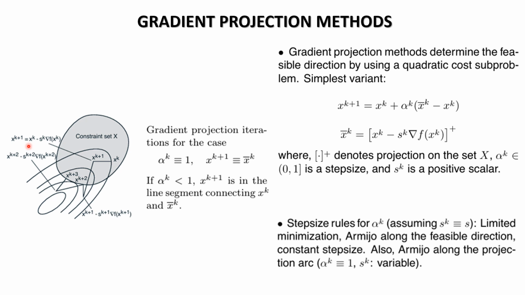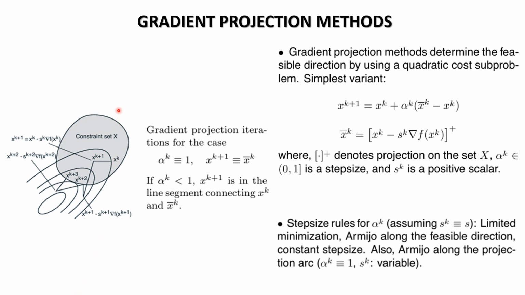Step 2. Projection. We can project this point back onto this constraint set X. x bar k is equal to the projection of xk minus sk multiplied by nabla f of xk. This gives a point x bar k from X that is as close as possible to the gradient step but lies within the constraint.